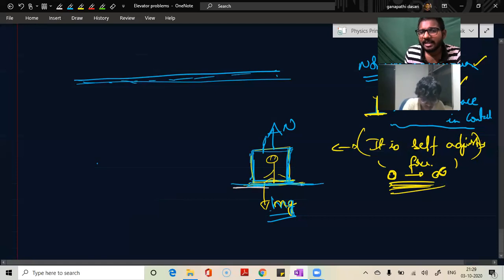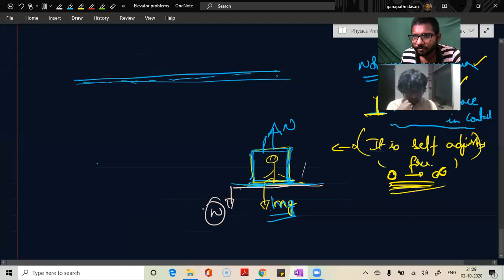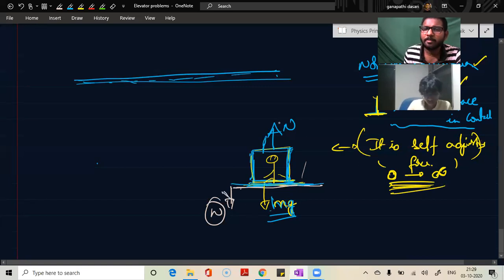You might say Newton's third law states that equal and opposite forces will act. On the ground also there will be a normal reaction acting. Then this normal and this normal should cancel each other out. But actually they will not cancel.